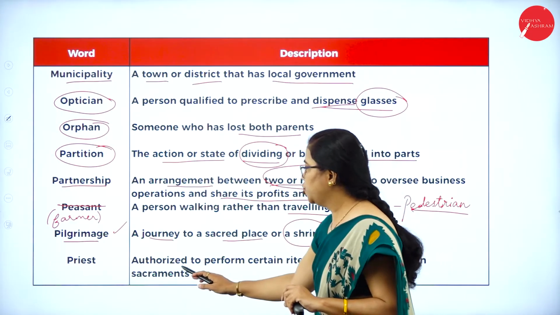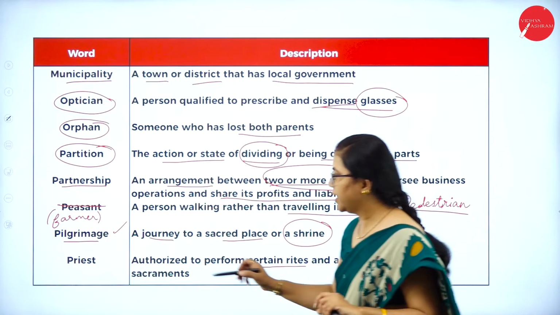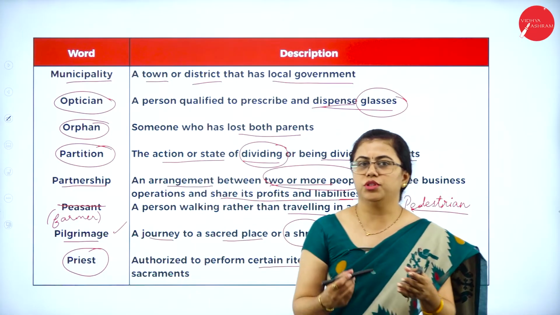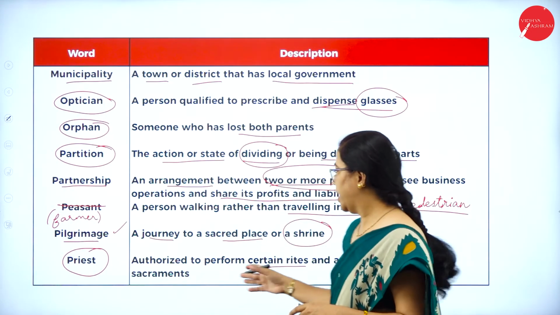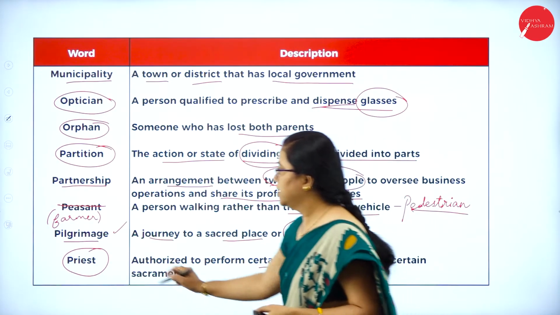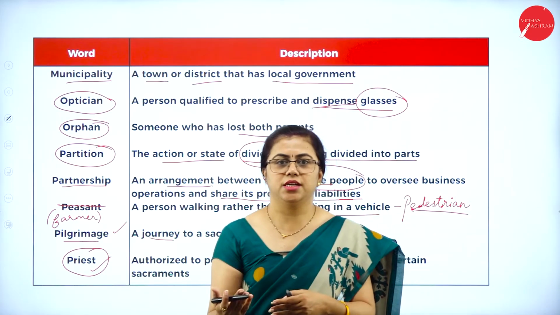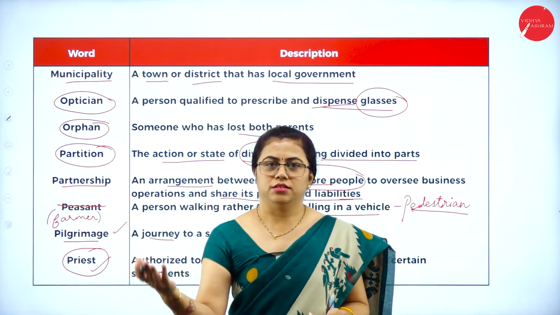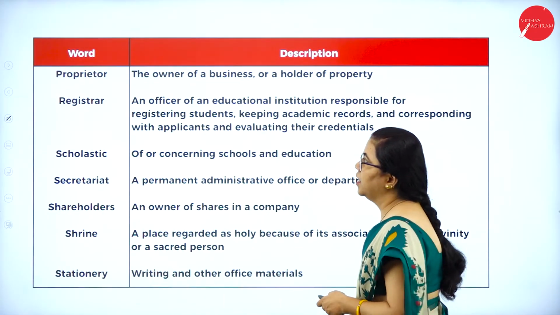Then authorized to perform certain rites. Okay, authorized to perform certain rites, then it is priest. Pujari, the one who performs puja in the temples and all. So they are called as certain rites or sacraments, you can say. So they are called as priests. So the priest does the puja very well, or there is a priest in this temple, you can say. So this way you can form sentences.